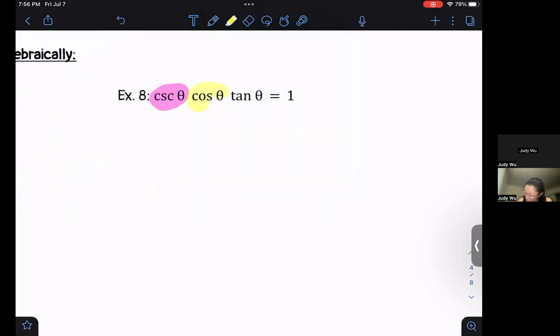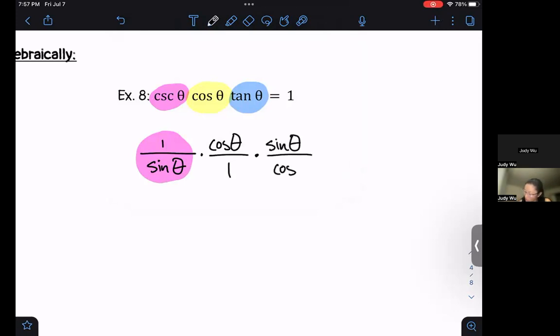Cosecant, cosine, tangent. All right. Now I bet we're going to have some fractions. So even though cosine's already cosine, I'm just going to leave it as cosine over 1. Okay. So let's start with cosecant. Cosecant is 1 over sine theta. Cosine, I'm going to leave as cosine theta over 1. And tangent theta, I'm going to write as sine theta over cosine theta equals 1.